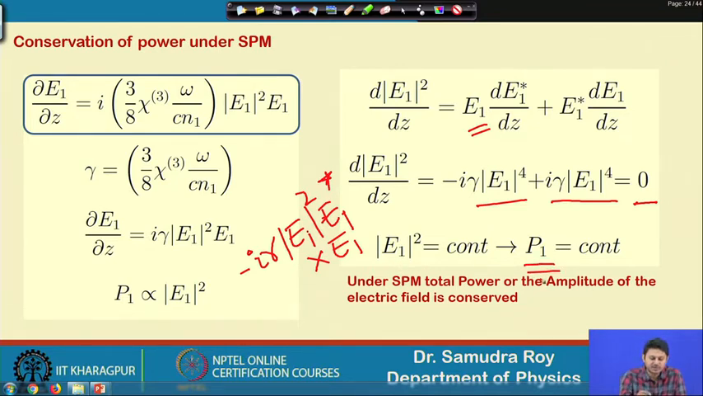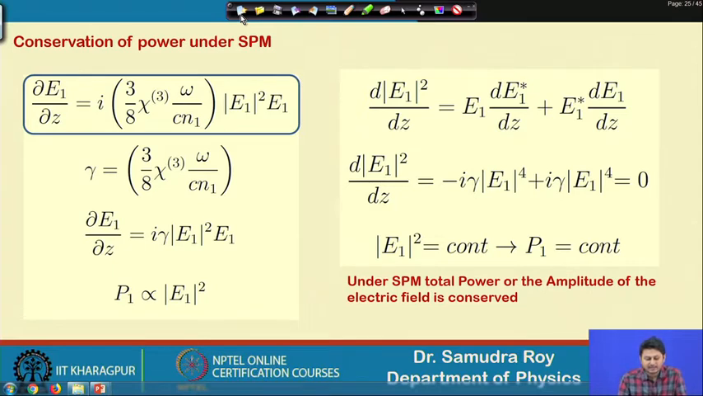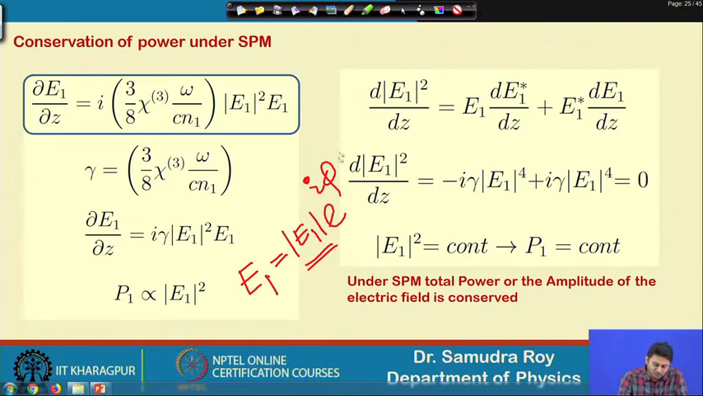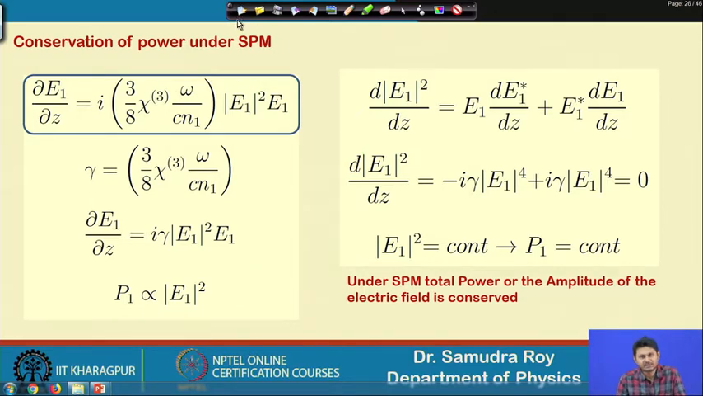So, there is no change of power, and E1, which is a complex amplitude, can be defined as mod of E1 times e to the power i phase. This differential equation suggests that the amplitude part will not be a function of z. Only the phase term will be a function of z. So, only the phase is going to change. In the previous class we found the same thing, that the phase is going to change, and that is why it is called self phase modulation.